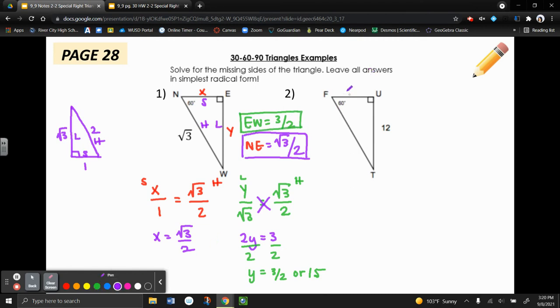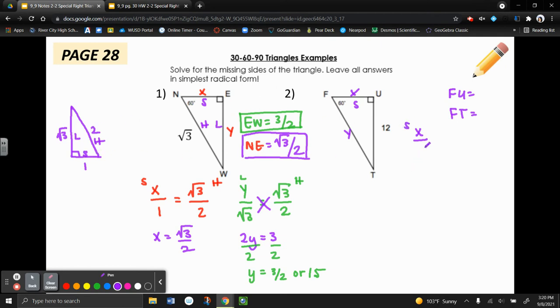All right, let's look at this one. So we're solving for FU, and we're solving for FT. I just like to call them X and Y. All right, so let's solve for X first. So again, we know the short side, so I'm going to match that up with short here.